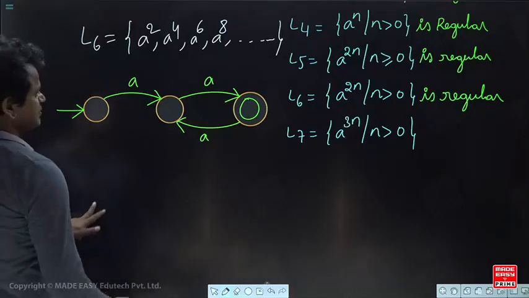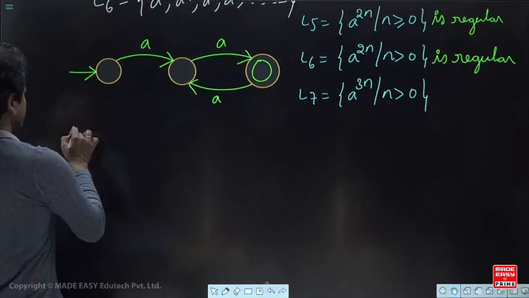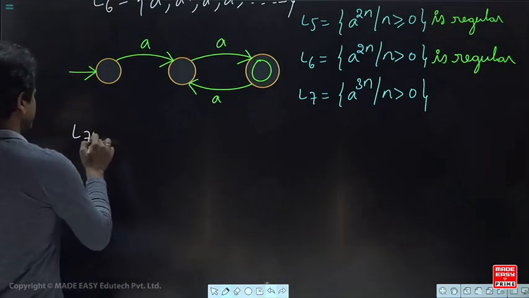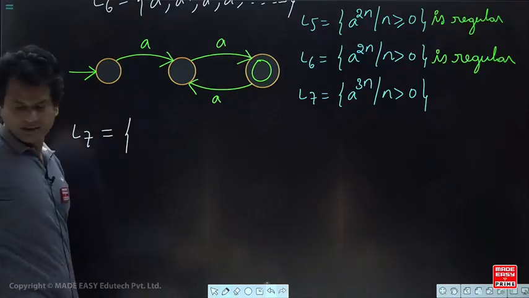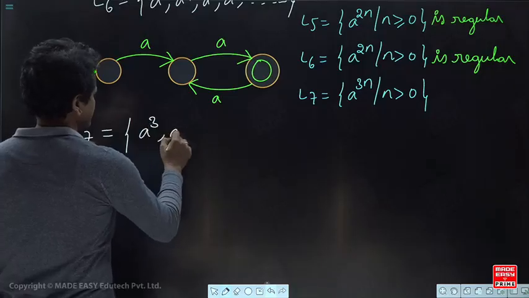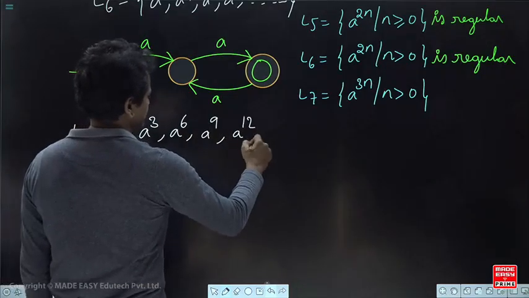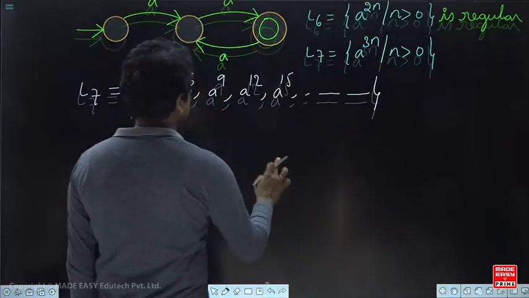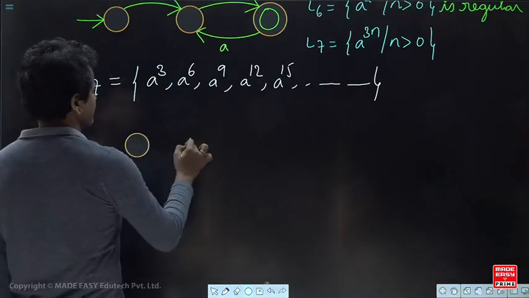So similarly, a power 3n, what are the strings of a power 3n? L7, n is greater than 0, means n is 1, a power 3, n is 2, n is 3, n is 4, n is 5. Okay guys, hello. The smallest string is, what is the smallest string? a cube.